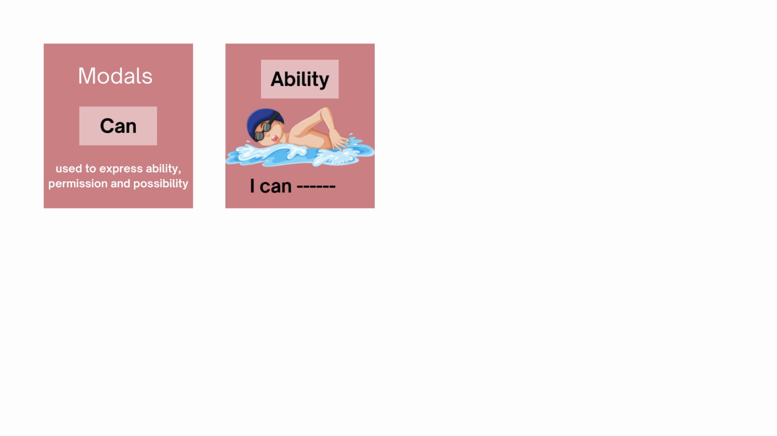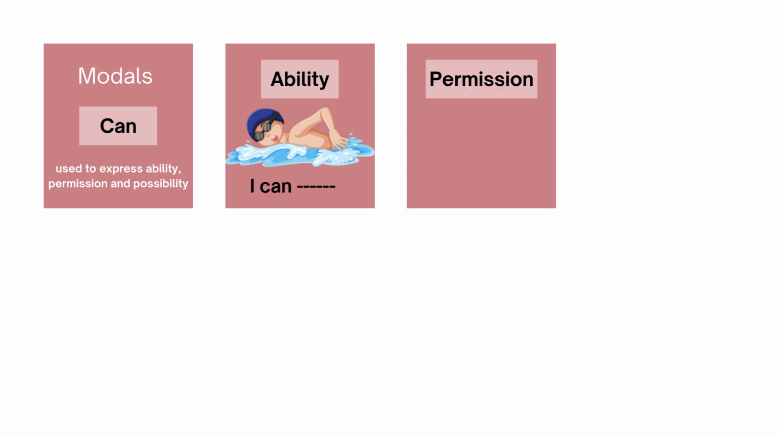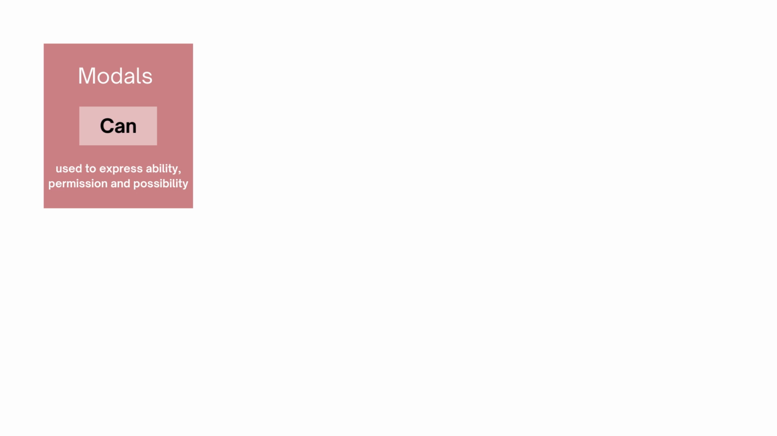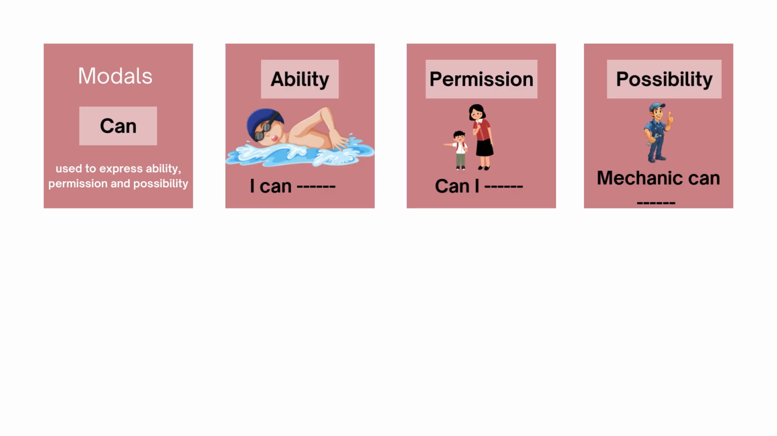I can swim. We're talking about something we're able to do. It expresses ability. This one expresses permission. You're asking if something is possible or allowed. This shows a possibility. It means something is possible, but not guaranteed. Take a moment to study these cards.